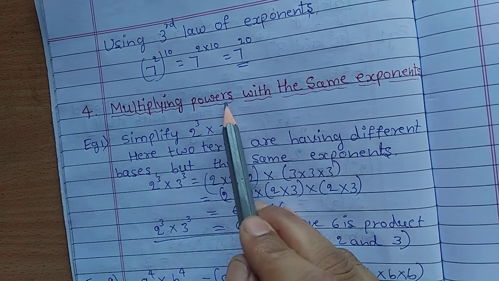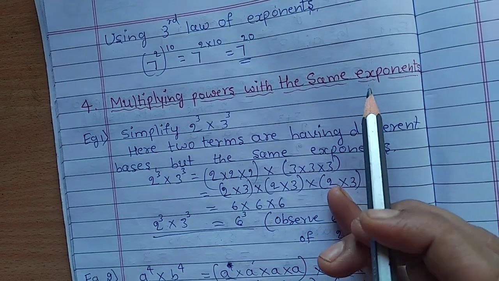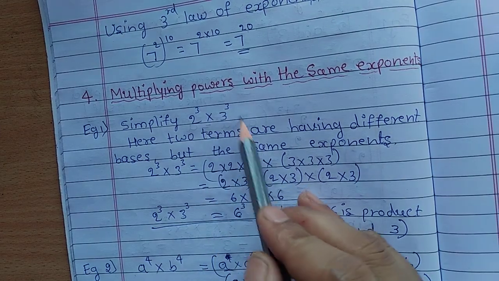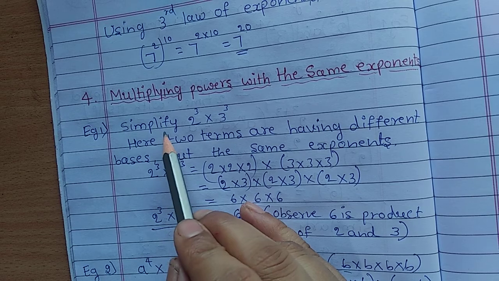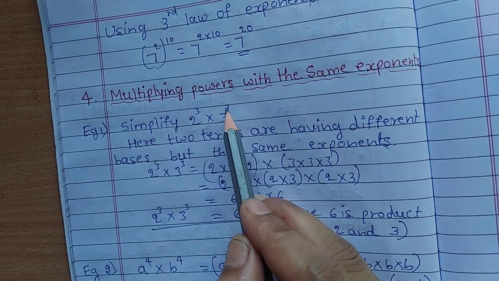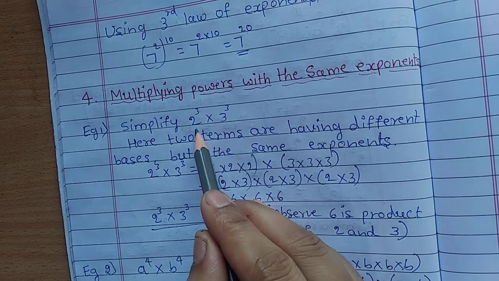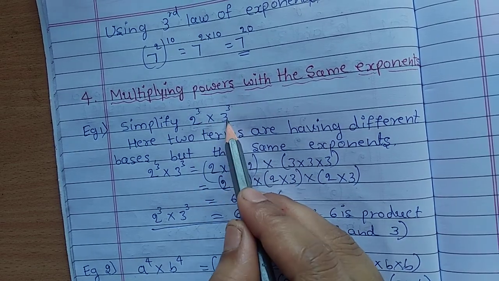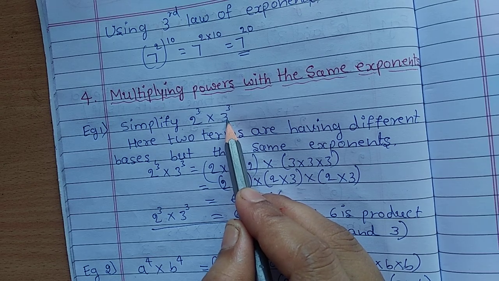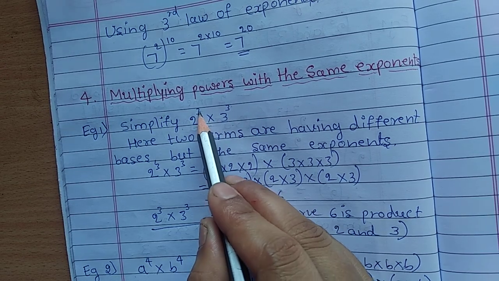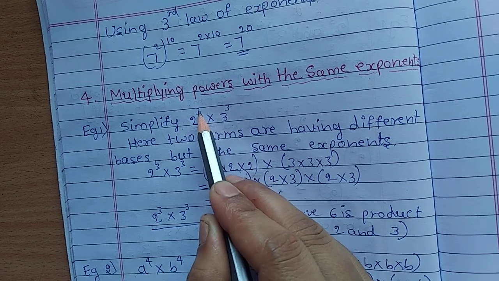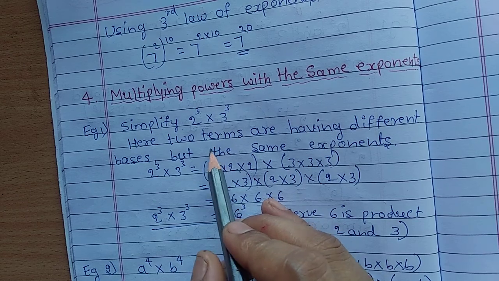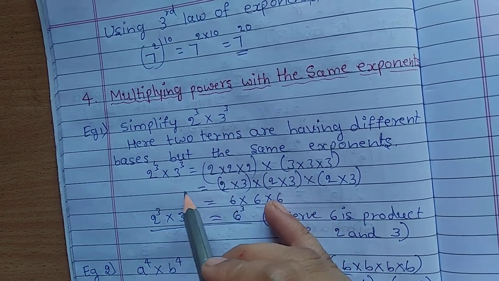Fourth point, multiplying powers with the same exponents. So how to multiply the powers with the same exponents? Let us take one example. Simplify 2 cube into 3 cube. Children, please observe these two terms. Here the bases are different. But one thing we can observe here is that the exponents are the same. Here it is also 3, here it is also 3. So if it is the case, how to simplify?